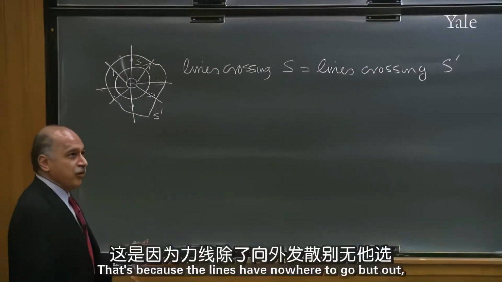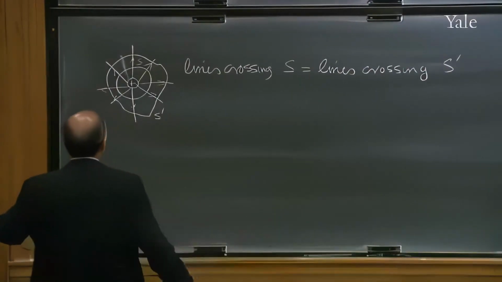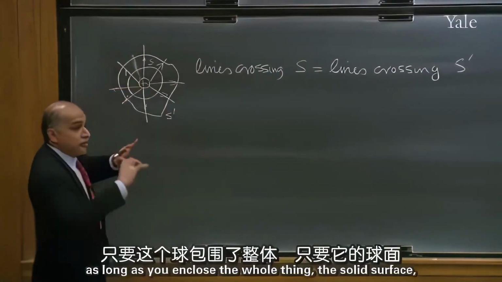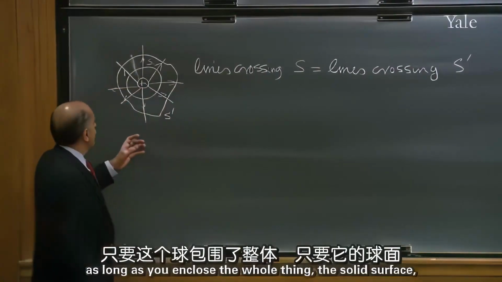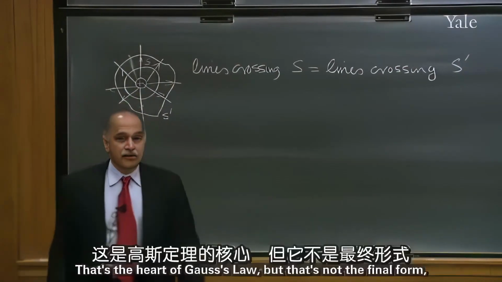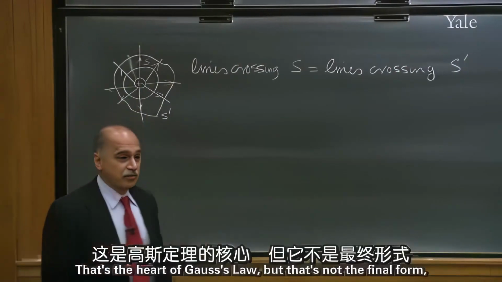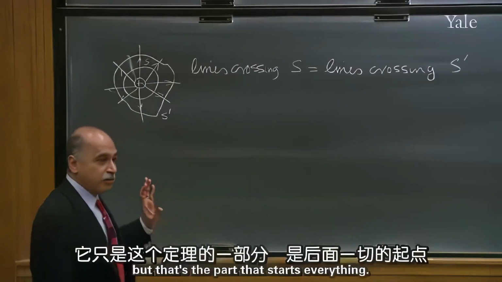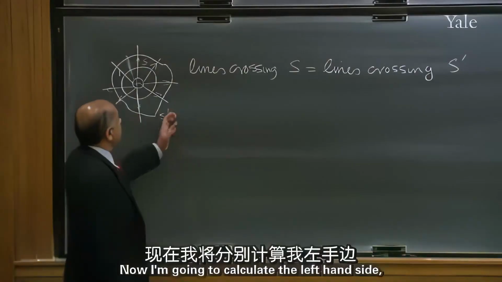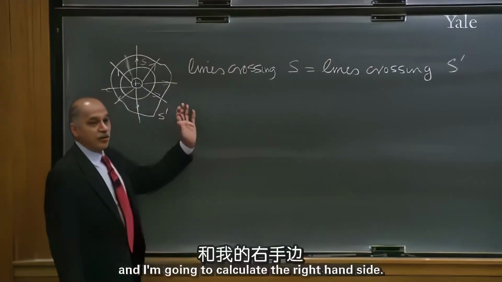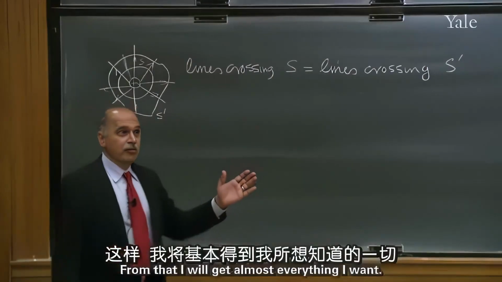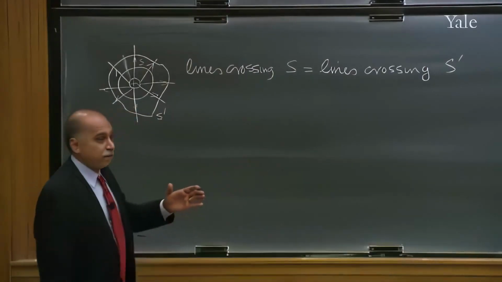That's because the lines have nowhere to go but out, and you can count them on this circle, that circle, as long as you enclose the whole thing, the solid surface enclosing this charge, you're going to get the same lines. That's the heart of Gauss's law. But that's not the final form, but that's the part that starts everything. Now I'm going to calculate the left-hand side, and I'm going to calculate the right-hand side. I'm going to equate them. And from that, I will get almost everything I want.